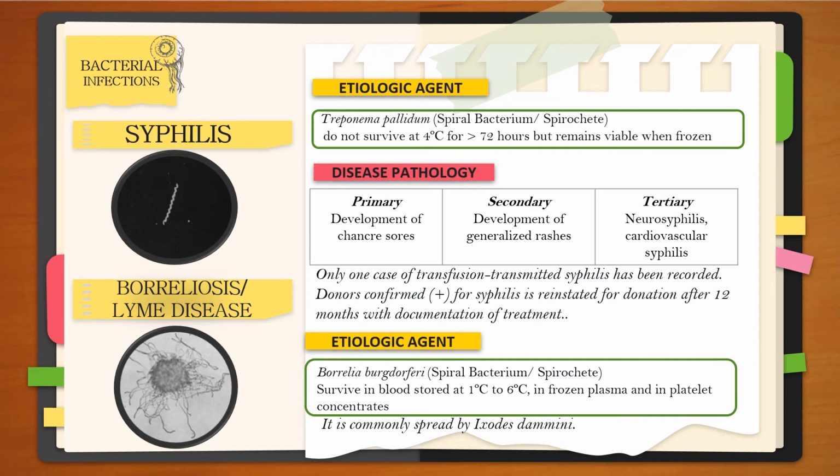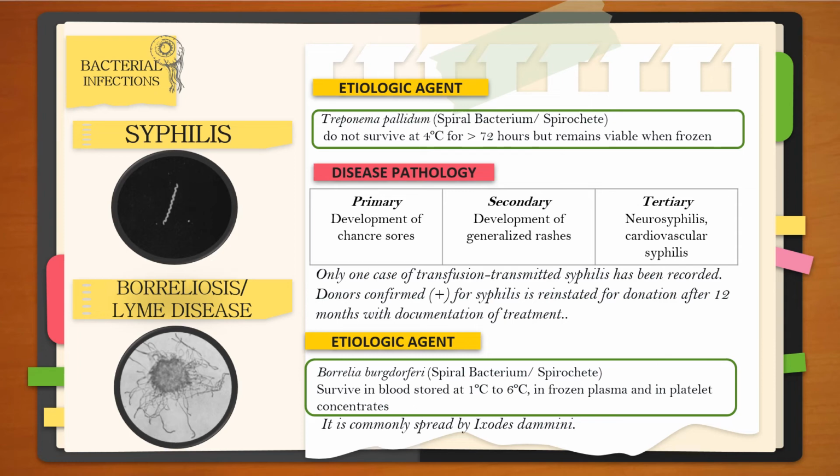But as of today, class, there is only one case of transfusion-transmitted syphilis that has been recorded in transfusion practice. And according to the book of Dennis Harmening, donors with confirmed positive results can be reinstated for blood donation after 12 months with proper documentation of the treatment courses.